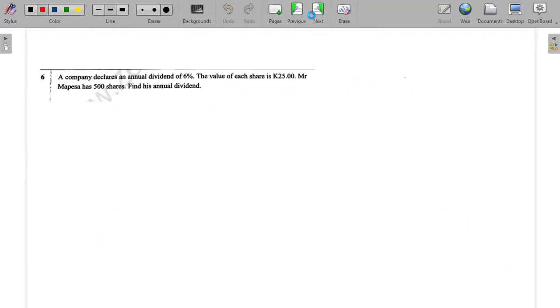So let's go to question number 6. Question number 6 says a company declares an annual dividend of 6%. So we have been told that the annual dividend is 6%, isn't it? So let's correct our data here. I've been told that the annual dividend is 6%. The value of each share.